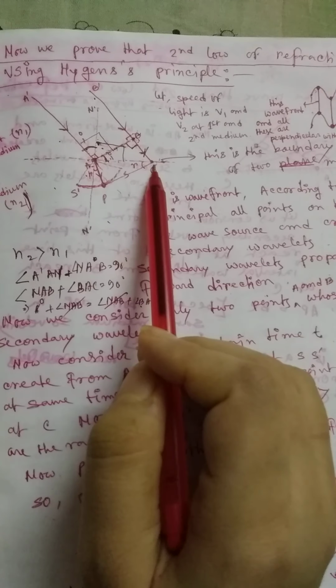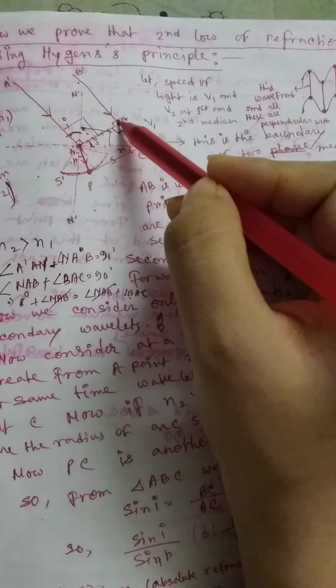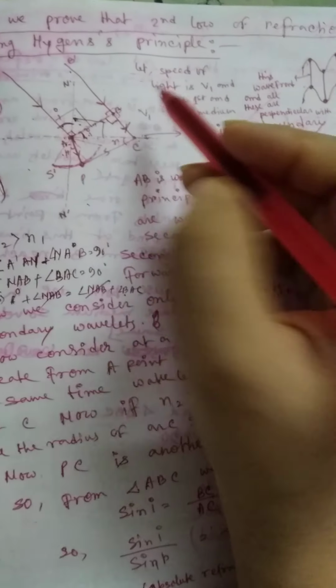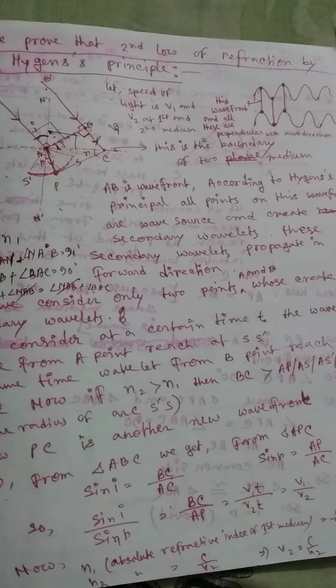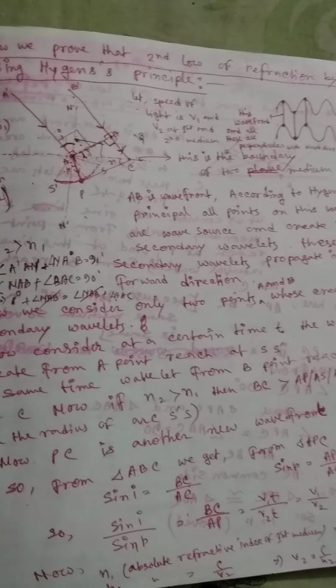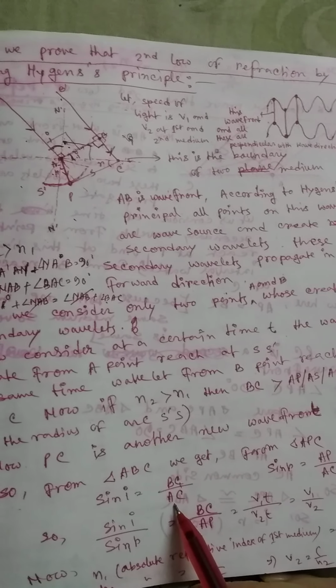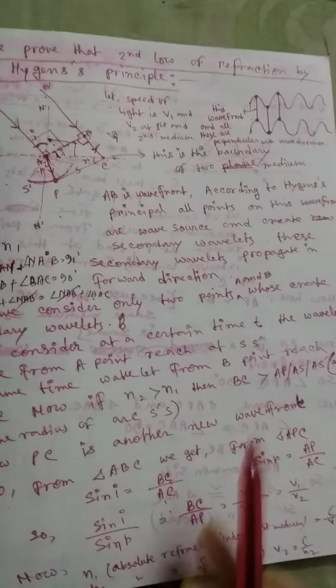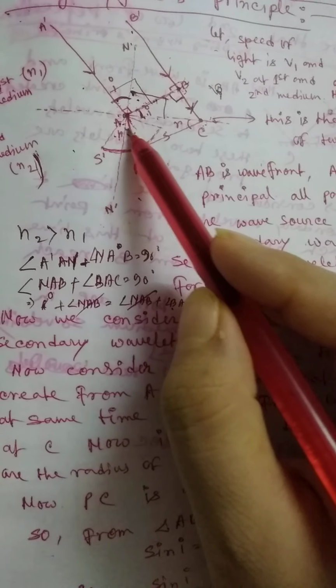Now BC equals what? The velocity in this medium is v1 and light travels distance BC in time t. So we can write BC equals v1 into t, right? So sine I equals v1 into t by AC. Now what about sine R? Just look at here. This angle is the refracted angle, right, which is R.